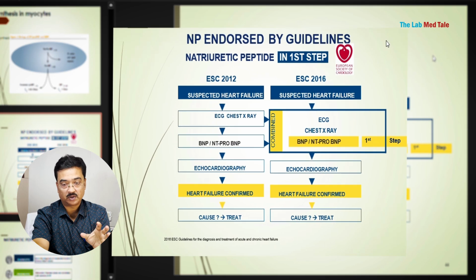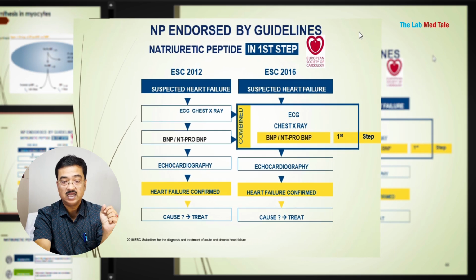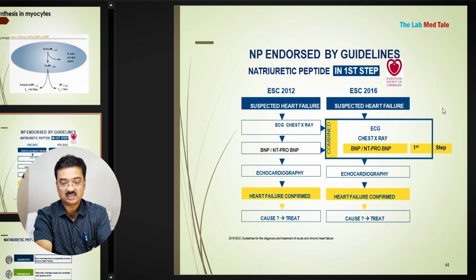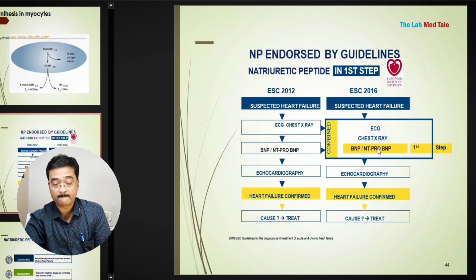This is important. This is the guideline. Initially, up to 2012, the guideline was, in a suspected case of heart failure, first do a chest X-ray, then do NT-proBNP, then echocardiography, step by step. Now, all are done at first, immediately: the ECG, chest X-ray, and NT-proBNP, because the diagnostic capacity of NT-proBNP has become very high.